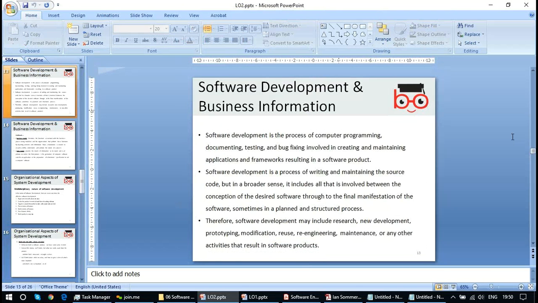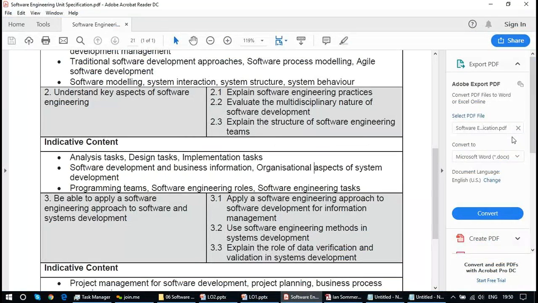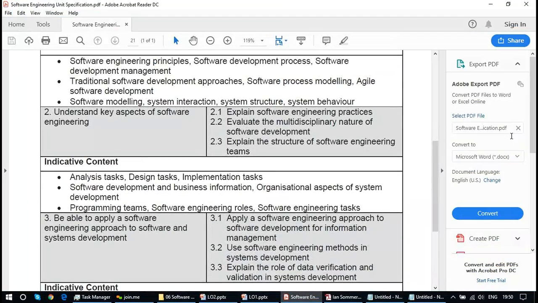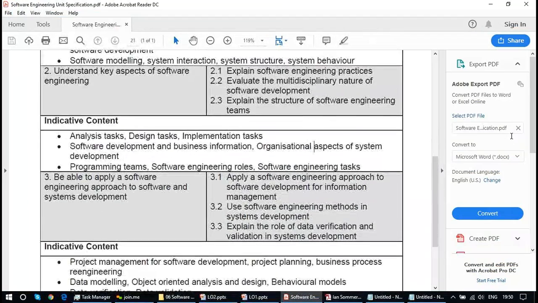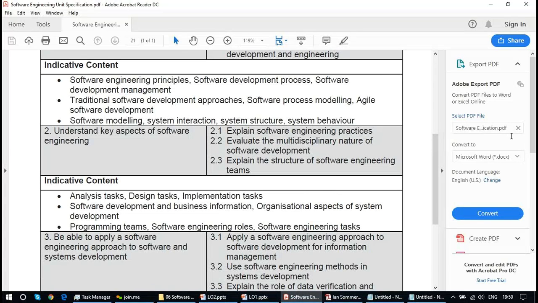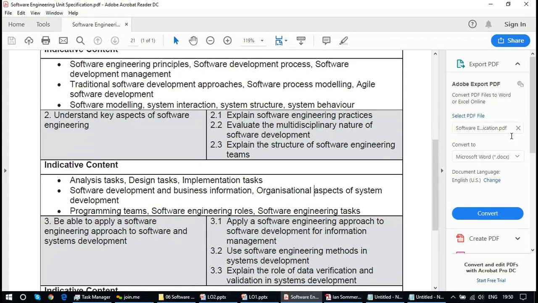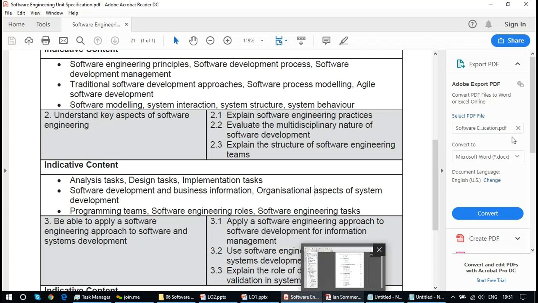Now, software development and the business information. Basically the topics are not connected with each other, but unfortunately we are following these keywords given to us, like analysis task, design task, implementation task, software development, business information, organizational aspects, and these things. You can realize that there is too much disconnectivity, isn't it? It's all a bit all over the place, isn't it?